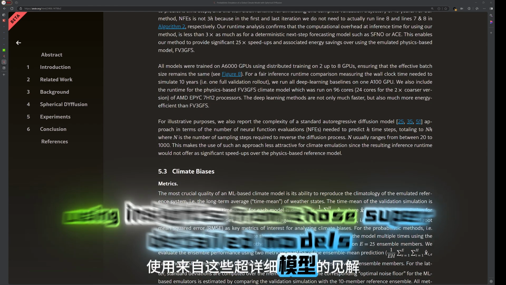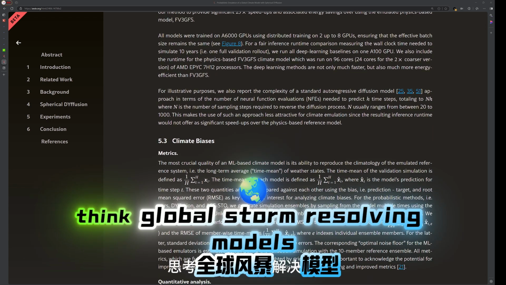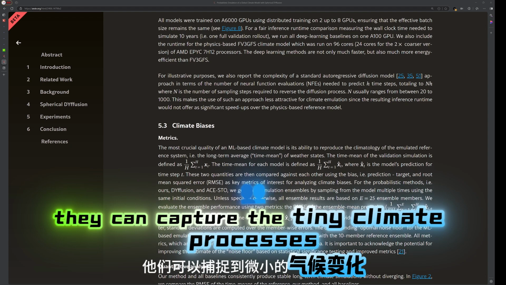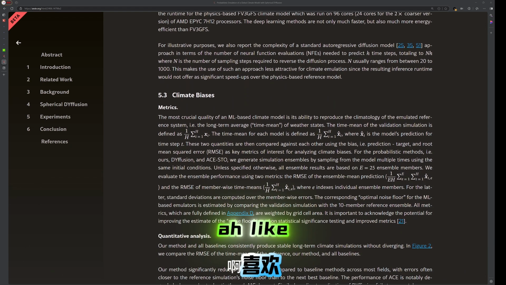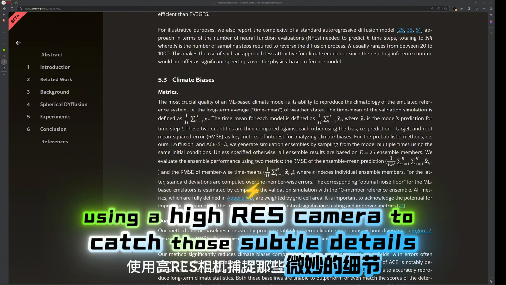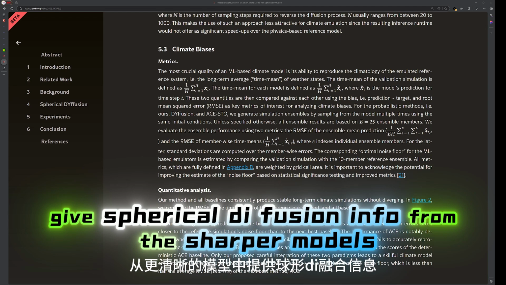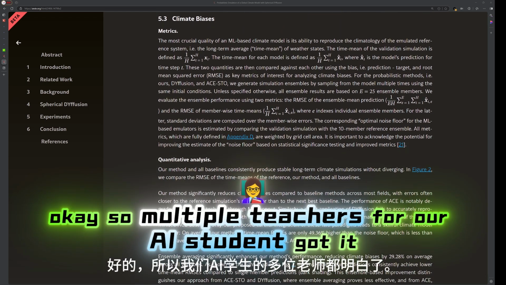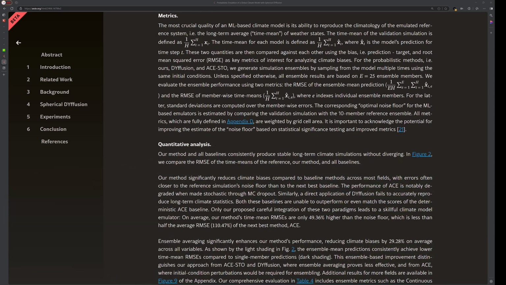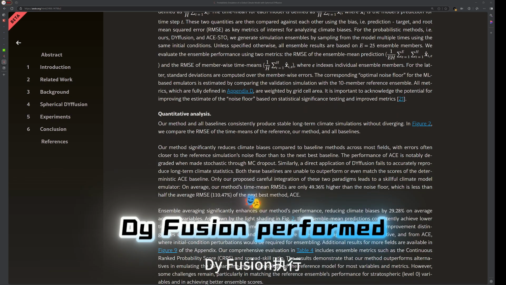Well, the paper suggests using insights from those super detailed models. Think global storm resolving models. They can capture the tiny climate processes that regular models might miss. Like using a high-res camera to catch those subtle details. Exactly. Give spherical DYffusion info from the sharper models, and we might just smooth out those biases. Okay, so multiple teachers for our AI student. Got it. But besides those biases, what else stood out to you about how spherical DYffusion performed?